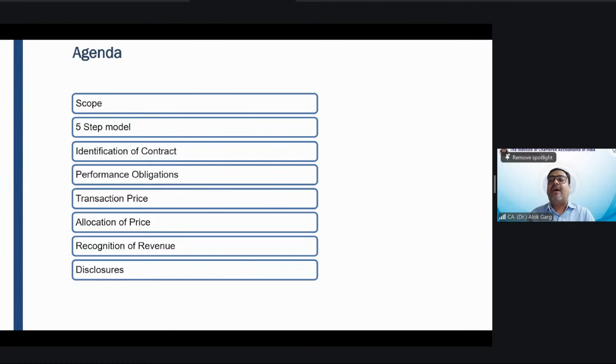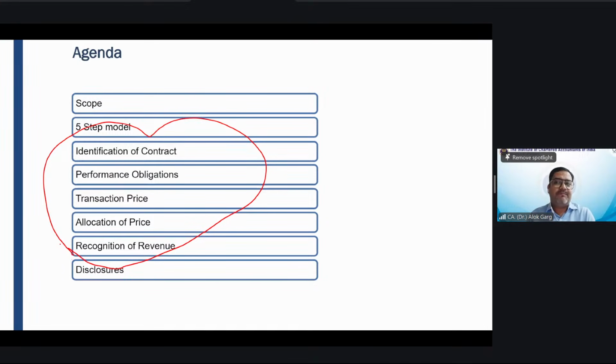Friends, the heart of the standard is the five-step model. The five-step model is the heart of the standard, and all the answers to any question regarding revenue recognition and measurement are answered by this five-step model. What is this five-step model?